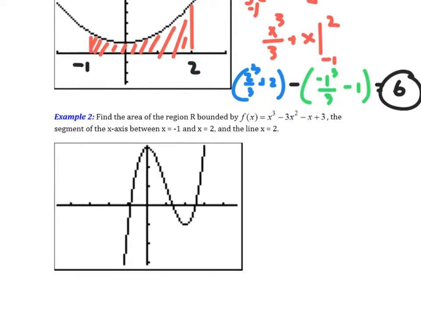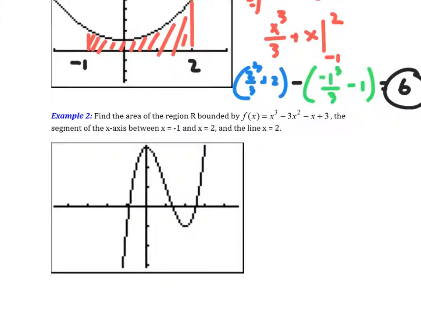Okay, so find the area of the region R bounded by f of x equals that and the segment of the x-axis between -1 and 2. So the area that I'm looking for would be between -1 and 2. So that'd be everything up here and everything down here. Oops, I went a little too far. Everything right there.